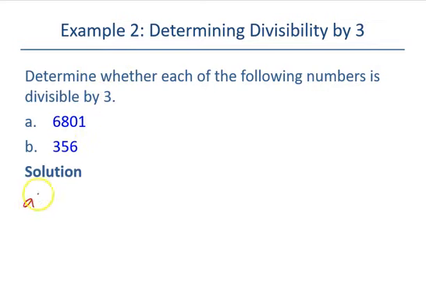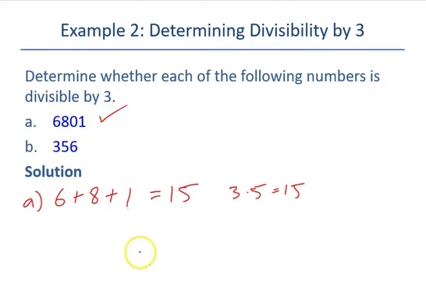Here we have A. Okay, so we've got 6 plus 8. We don't have to add the 0. And then we've got 1. So 8 plus 1 is 9. 9 plus 6 is 15. And 15 is divisible by 3 because 3 times 5 equals 15, and so yes, notice that one is divisible by 3.